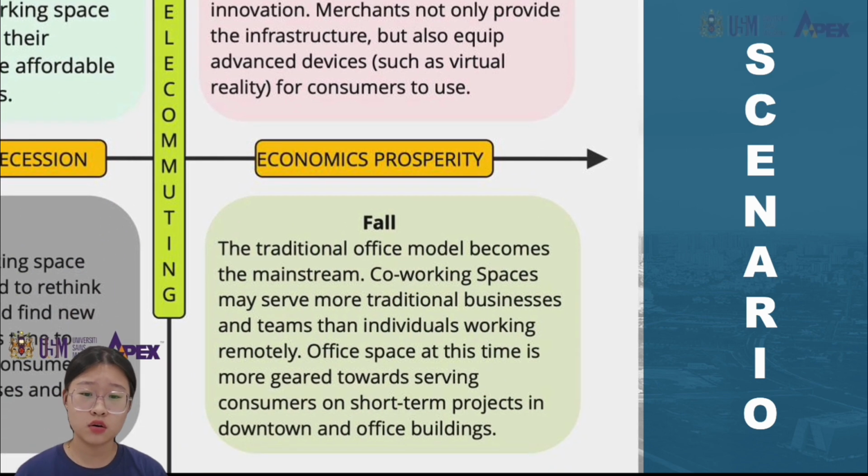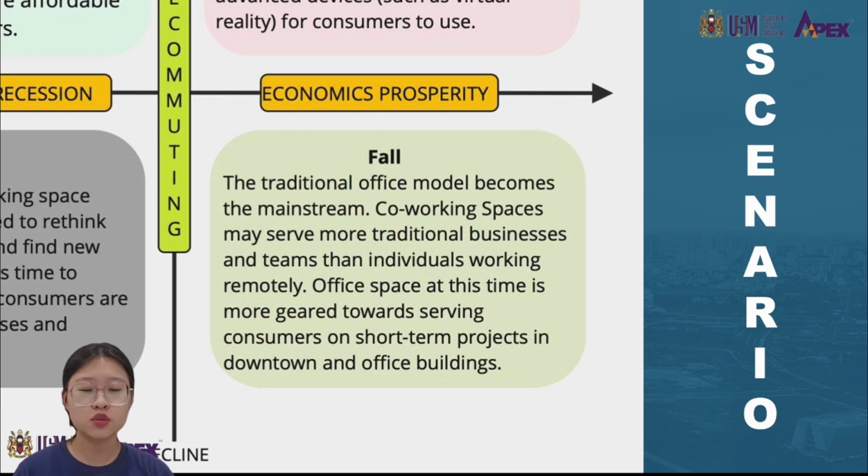In the lower right corner of the matrix called 4, the traditional office model becomes mainstream at this point. Shared office spaces may serve traditional businesses and teams more than individuals working remotely. It's more likely to be located in downtowns and office buildings to serve consumers on short-term projects.